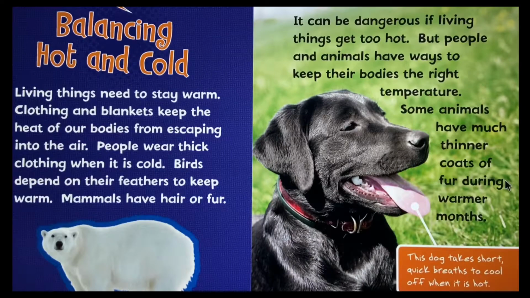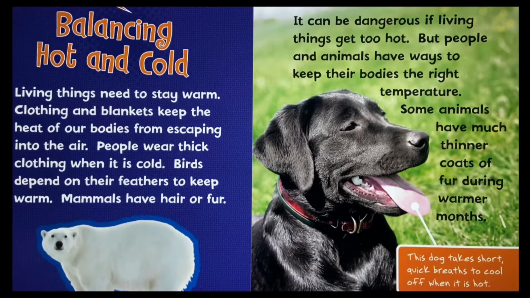Balancing hot and cold. Living things need to stay warm. Clothing and blankets keep the heat of our bodies from escaping into the air. People wear thick clothing when it's cold. Birds depend on their feathers to keep warm. Mammals have hair or fur.